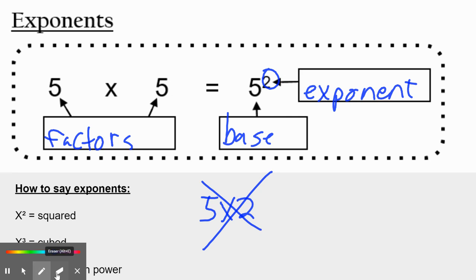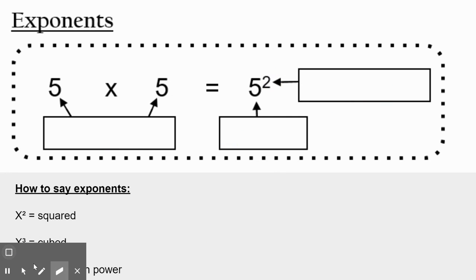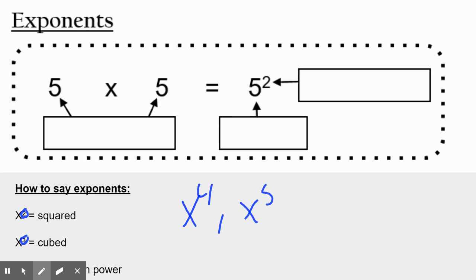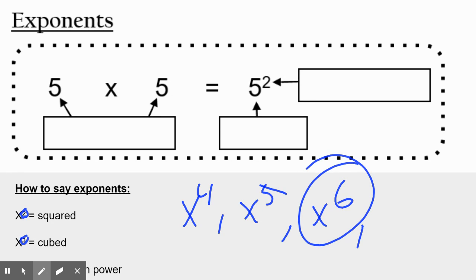Now, there's also a specific way to say exponents. All right, so for exponents, we have for the 2, it is going to be squared, or you can say to the second power. For a 3, we have cubed, or you can say to the third power. Anything after that, you're just going to say to the blank power. So if I want to talk about this right here, I would say that is x to the 6th power.